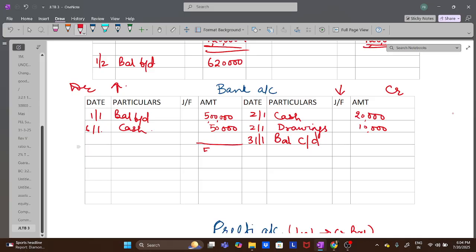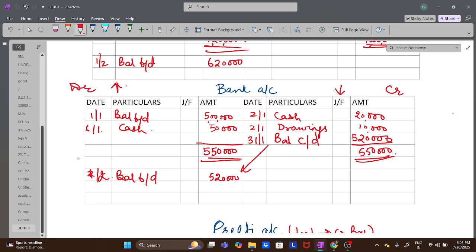Do the total of which side? Increase side first. 550. Write that same total on other side. 5 lakh 50,000. 550 minus 30, 5 lakh 20,000. That's my balance of bank, which comes in the next month also as balance brought down. Amount is 5 lakh 20,000. Same thing has come here because this is asset ledger.